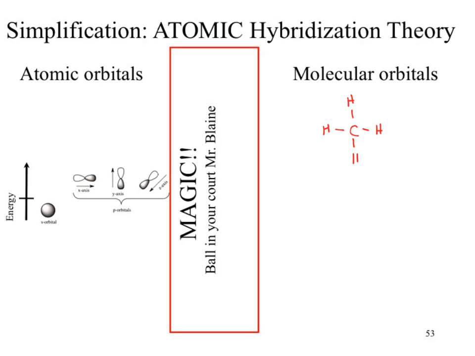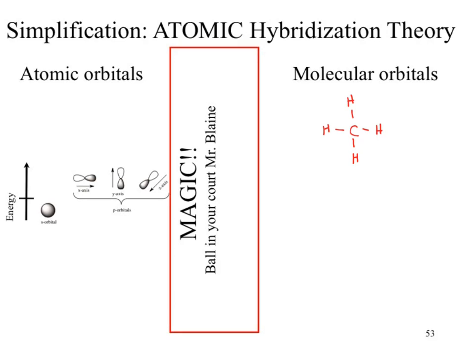How many molecular orbitals do I need for methane? For the carbon in particular? 4. Why do I need 4? There are 4 distinct bonds. So I need 4 molecular orbitals from carbon to generate methane.